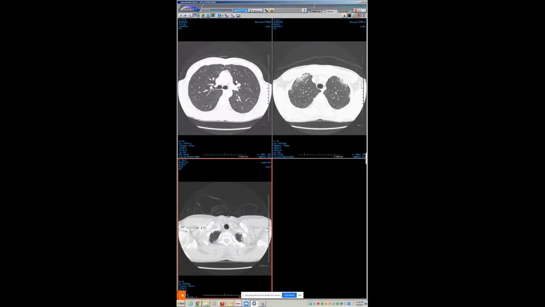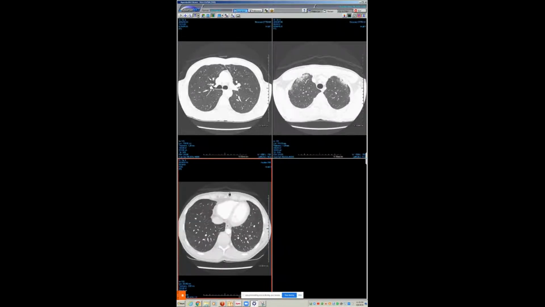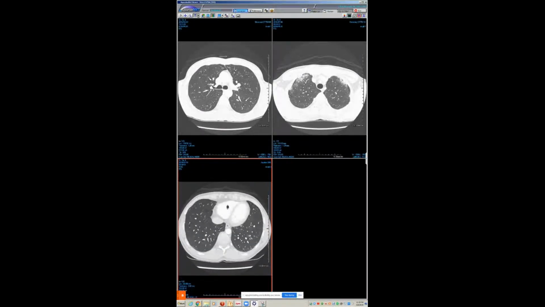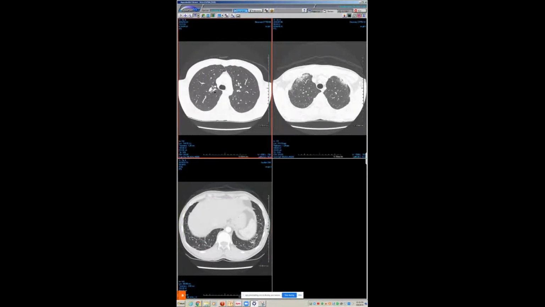This is a guy I came across a month ago. Just had some young guy, 30s, has some fibrotic changes. You can see subpleural both in the upper lobes and in the lower lobes. And here was his CT a few years back.